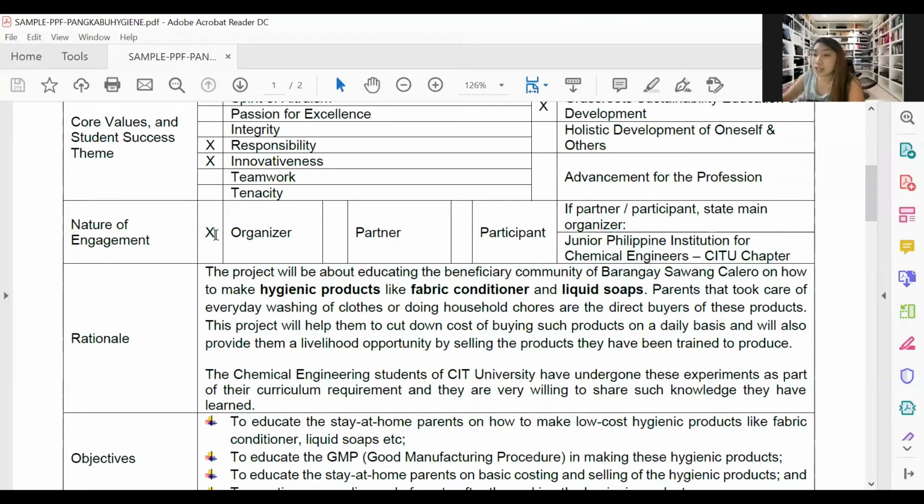In this case, I am the organizer and at the same time partner with the JP Che. I think I was not able to put an X here, but I'm also a partner. I also partnered with JP Che, CIT University's chapter.